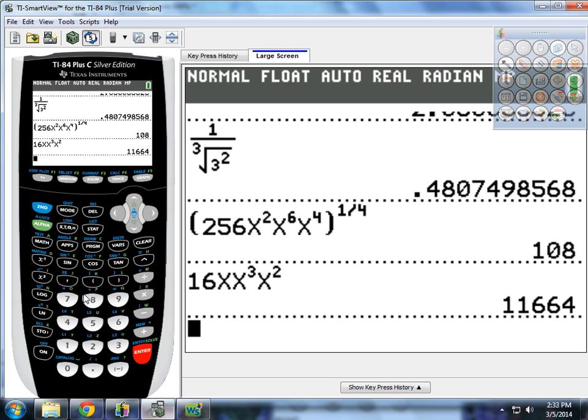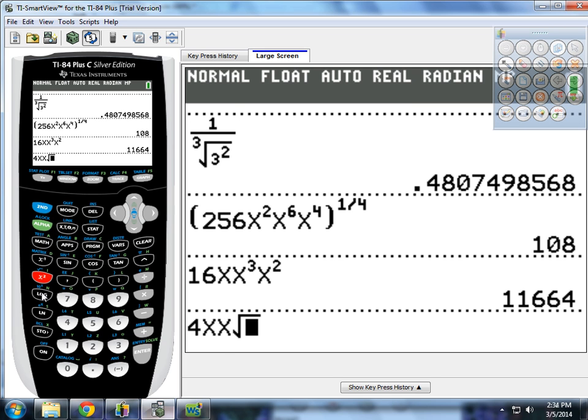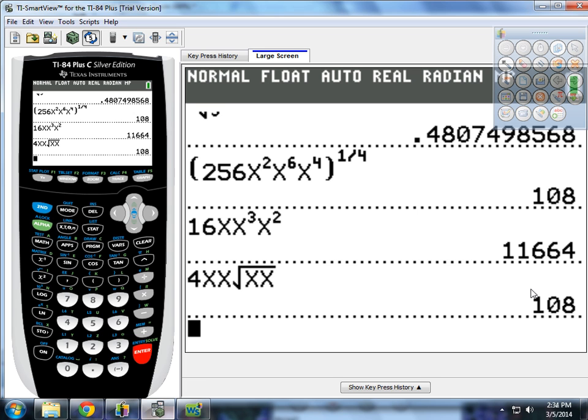This is actually the answer. So we've got 4. Then you've got an x, or a y, and a z. So we're just going to do x and then another x in place of the y and z. Then you've got square root of x and y. So we're just going to do x and then another x. And then we're going to press enter. And if you notice, I got 108. Okay, so the answer is D.